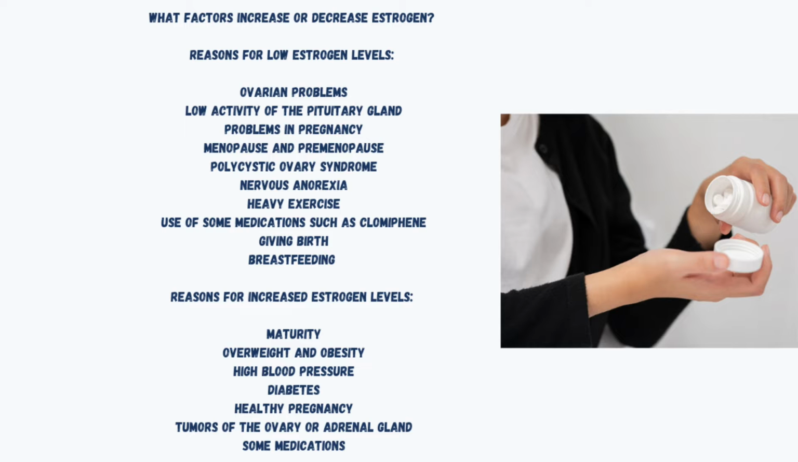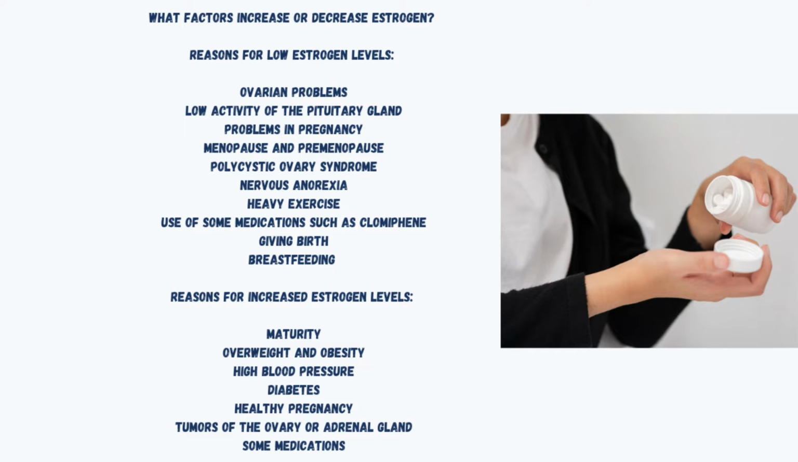Ovarian problems. Low activity of the pituitary gland. Problems in pregnancy. Menopause and premenopause. Polycystic ovary syndrome. Nervous anorexia. Heavy exercise. Use of some medications such as clomiphene. Giving birth. Breastfeeding. Reasons for increased estrogen levels.